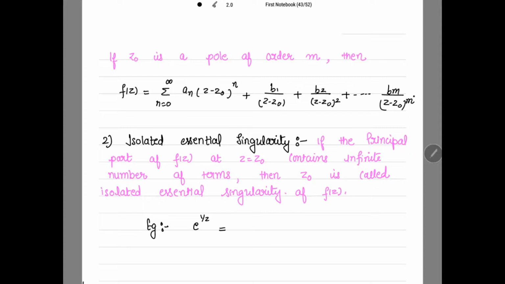Next, isolated essential singularity. Whatever may be the function, first we find out the singularity and then we check whether it is an isolated essential or removable singularity, right? Now if the principal part of f(z) at z equal to z0 contains an infinite number of terms, then z0 is called an isolated essential singularity of f(z). For example, e to the power 1 by z.